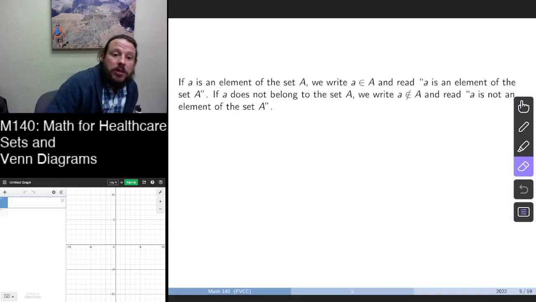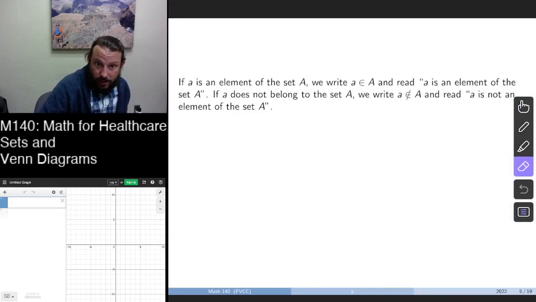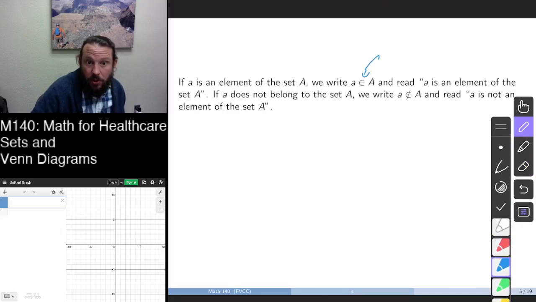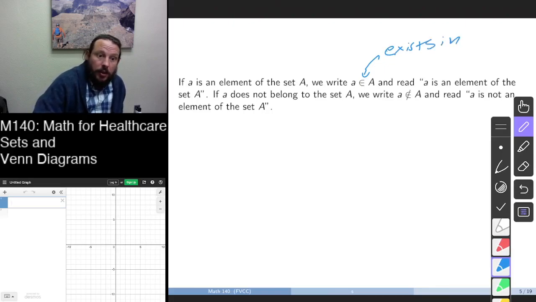If little a is an element of the set capital A, we write a is in capital A, or a is an element of the set A. That's what we mean by this symbol here. And by the way, that symbol looks kind of like an E. It really means exists in. Right? a exists in big A. But we can read it as a is an element of set A. If a does not belong to the set, just like not equal to, we just put the slash line through it, and we read a is not an element of the set A.